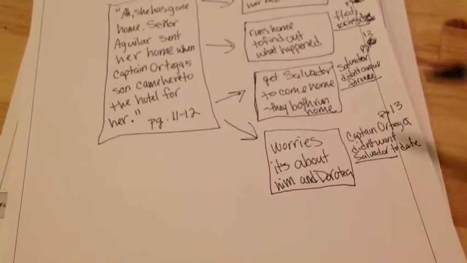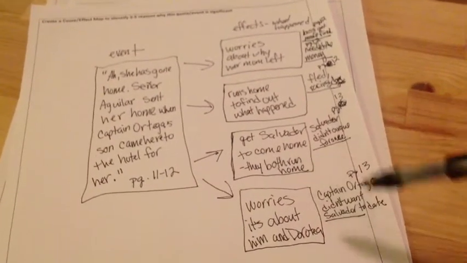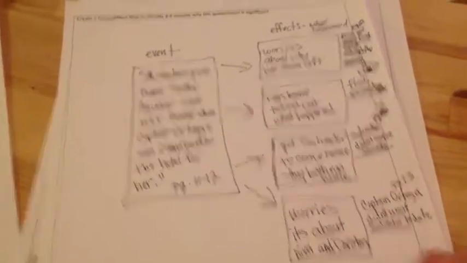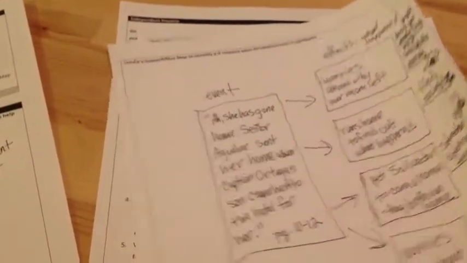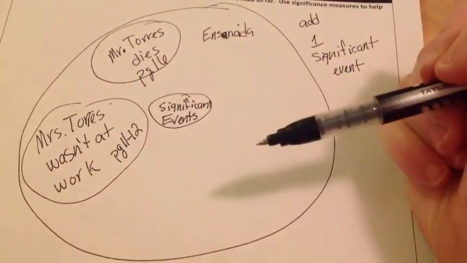Go ahead and make sure you have all of the effects and examples or justifications of those effects written down. When you're ready, you can go ahead and move on to the next page. It says, now let's create a cause and effect map for a second significant event in the novel. So if you go back to our circle maps, we circled another significant event: Mr. Torres dies, and that's on page 16.